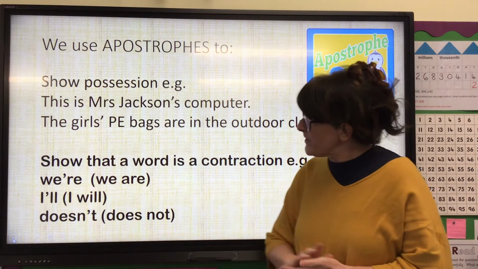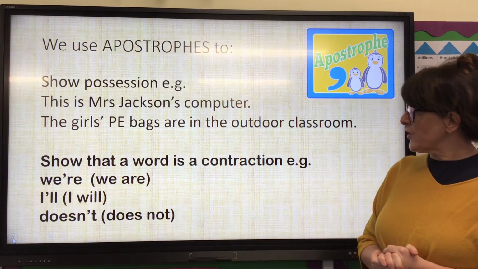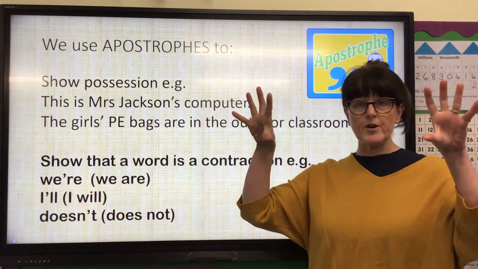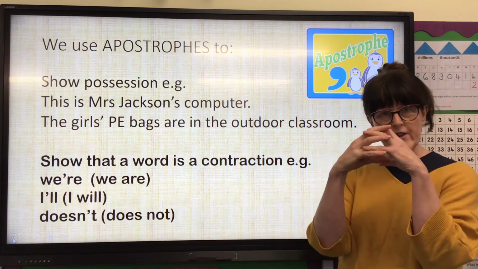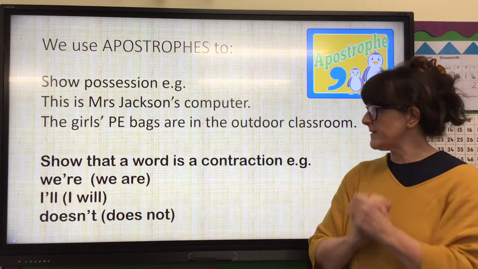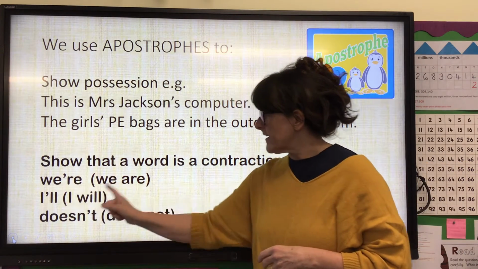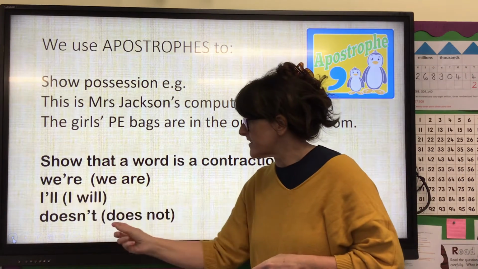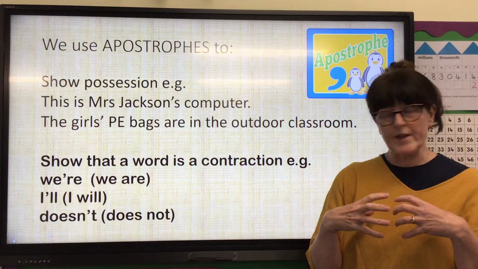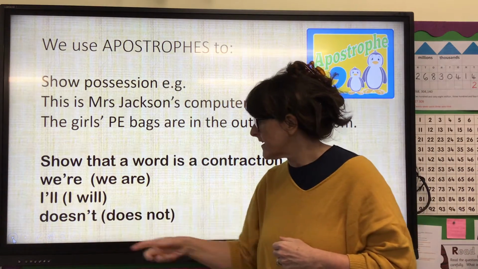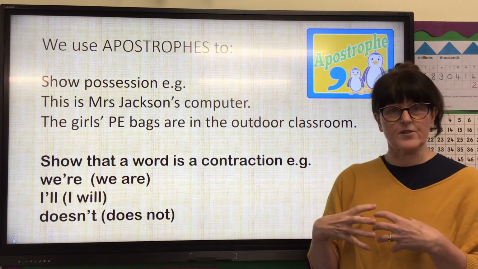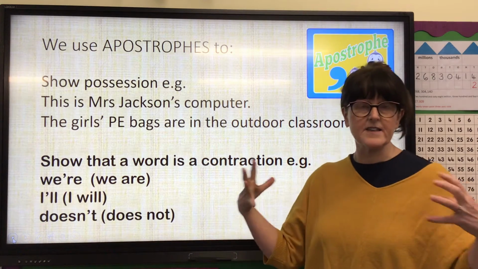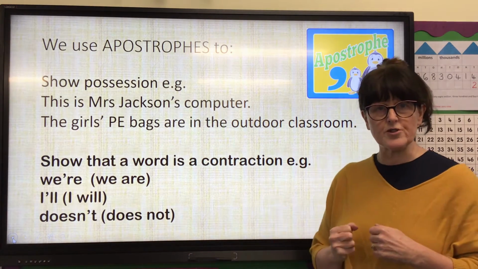The second point that we use apostrophes for is to show that a word is a contraction. We've taken two words, we've joined them together, we've contracted them, and we've missed out some letters. So we're is the contraction for we are. I'll is the contraction for I will. Doesn't is the contraction for does not. The apostrophe shows us that we've missed out some letters and we contracted or shortened two words.